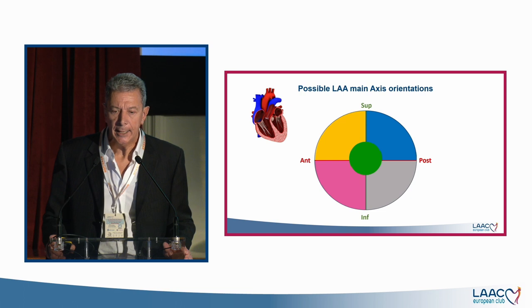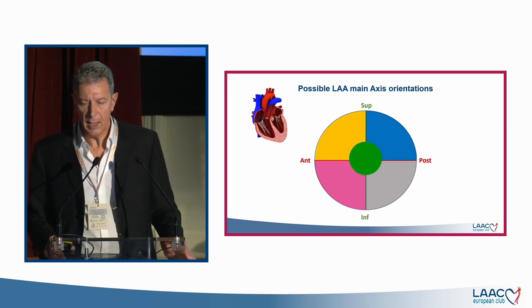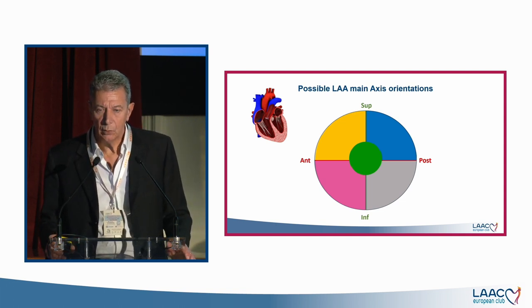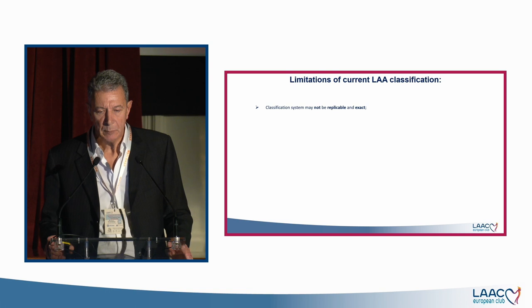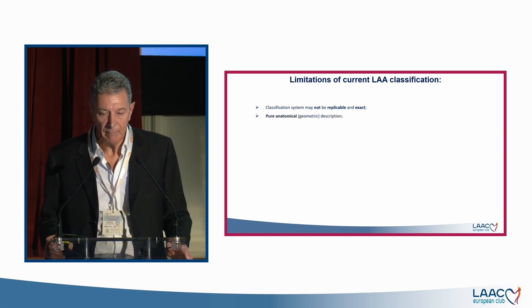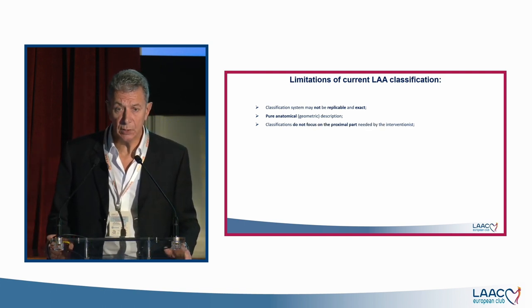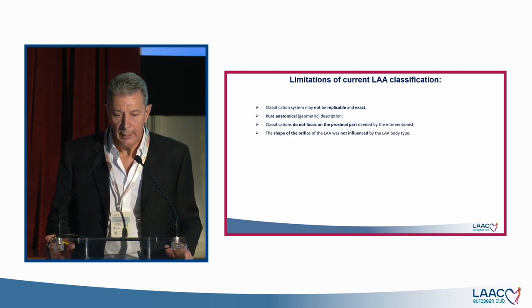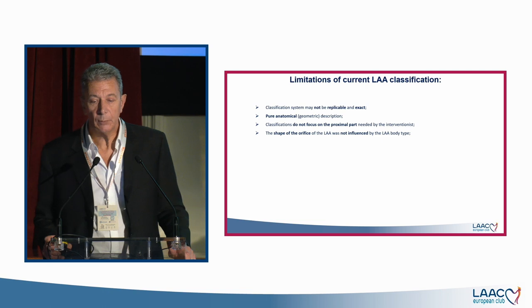If the main axis of the LA is perfectly oriented in line with my guiding catheter, the probability is high. I do not have the same probability of success if it's oriented posterior or inferior. So my consideration is that the current classification system may not be replicable and exact. It's based on pure anatomical geometric description. The available classifications do not focus on the proximal portion needed for the interventionist, and that is exactly where we place our device. The shape and the orifice of the LA are not influenced by the LA body shape.